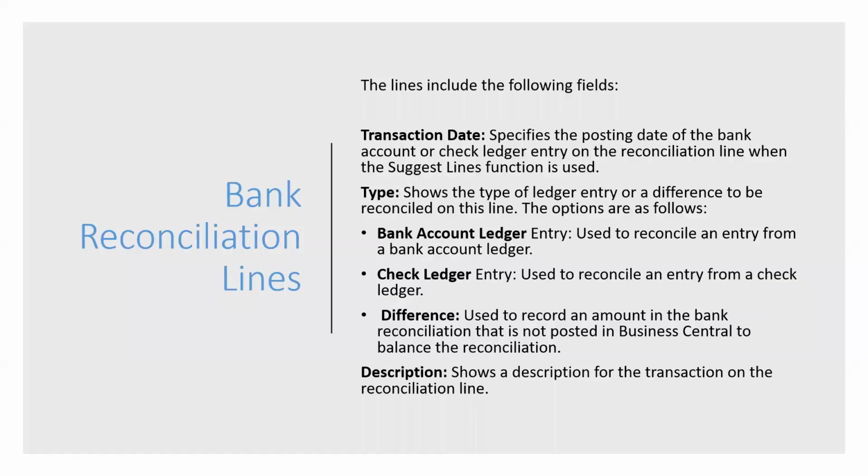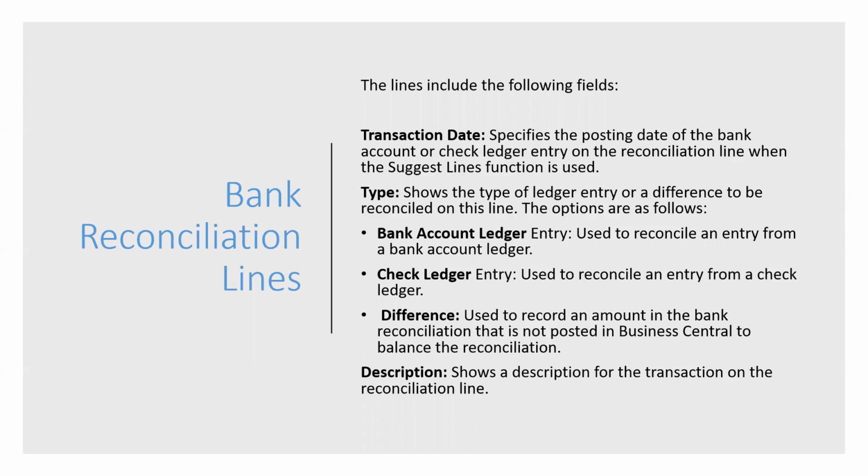Okay, now let's explain some fields of the lines that we are seeing. All right, first of all, every transaction in our lines should have a transaction date, all right? Specifying the posting date of the bank account or check ledger entry on the reconciliation line when the suggest lines function is used. I'm going to show you that part, all right? But let's remember these fields before going to the actual reconciliation, all right?